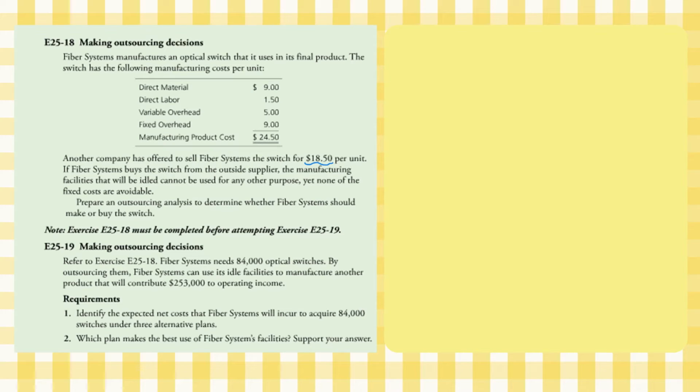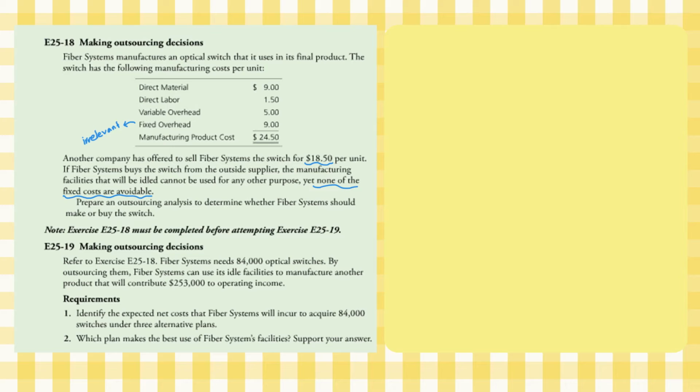If Fiber Systems buys the switch from the outside supplier, the manufacturing facilities that will be idled cannot be used for any other purpose. None of the fixed costs are avoidable, which means it's unavoidable. So the fixed cost here is unavoidable, so it's irrelevant. So I'm gonna pay it if I make the switch or if I outsource it. Prepare an outsourcing analysis to determine whether Fiber Systems should make or buy the switch.